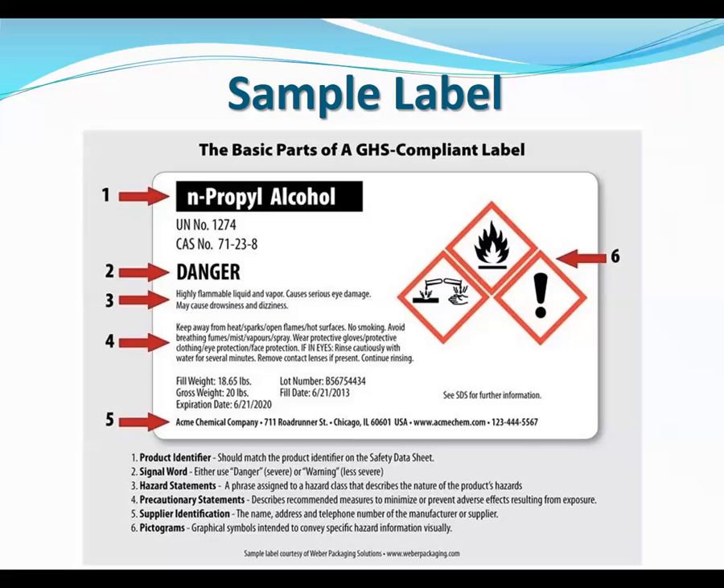Next, we'll have 5. This would be the supplier identification. Name, address, and telephone number of the manufacturer or supplier. And 6 is your pictograms. Propyl alcohol would have the exclamation mark hazard, the corrosion hazard, and the flammable hazard. Again, they're graphical symbols intended to convey specific hazard information visually.